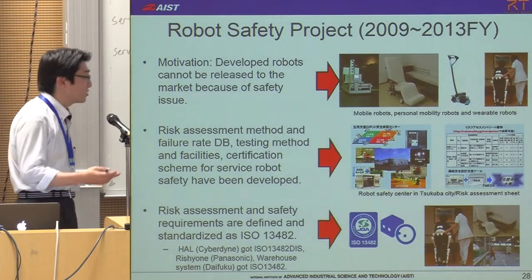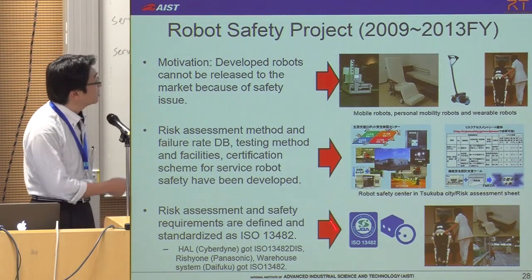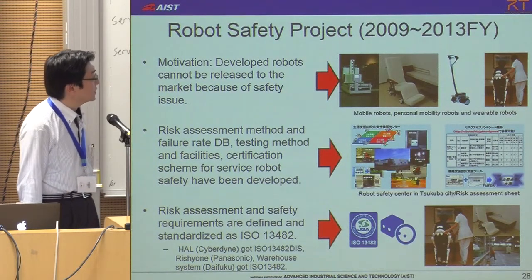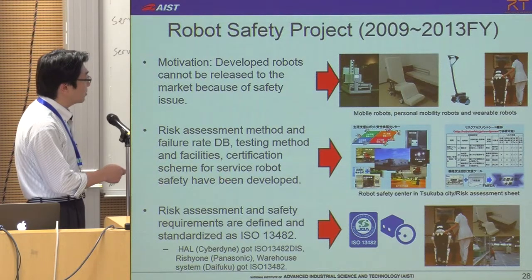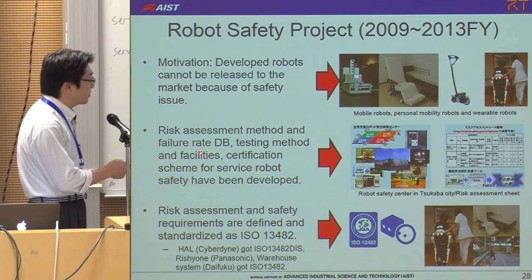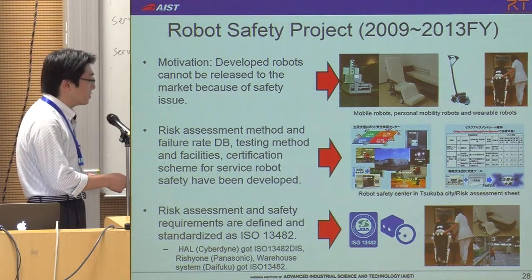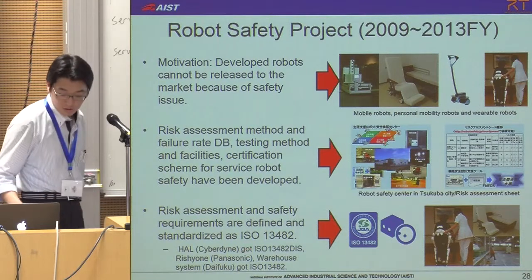Okay. Finally, I'd like to advertise METI's robot projects. This is a robot safety project from 2009 to 2013. In this project, we developed a risk assessment method, a failure rate database, and other testing methods and facilities. And then finally, we standardized risk assessment and safety requirements in ISO. And then some Japanese companies got this standard certification.